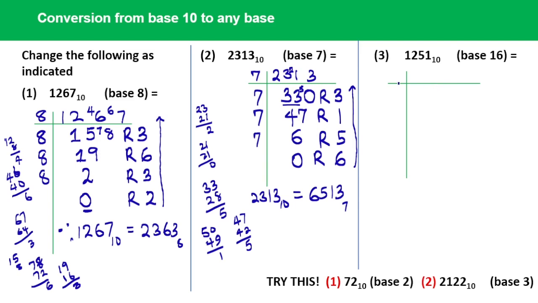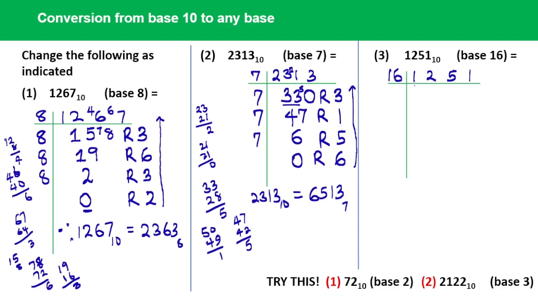For example 3, we have 1251 base 10. We are required to change to base 16. Again, we will use the 16 to divide 1251. 16 in 1 is impossible. 1 and 2 gives us 12. 16 in 12 is also impossible. So we join 125 and do 16 in 125.